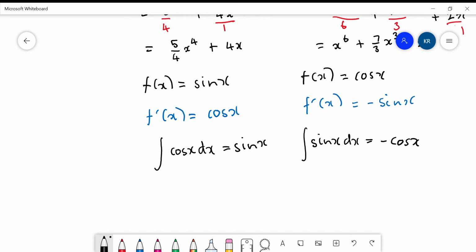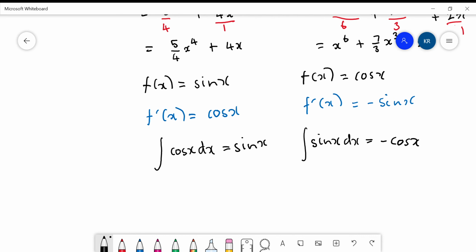So usually, once you have integrated something, you can check whether you have integrated something correctly by differentiating what you have integrated. So after you differentiate it, you can compare it to the original equation.